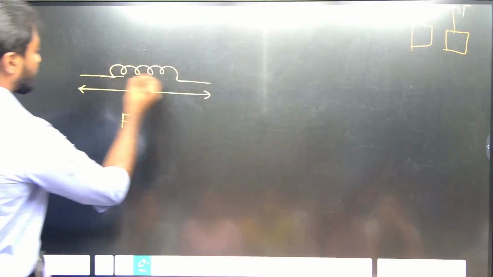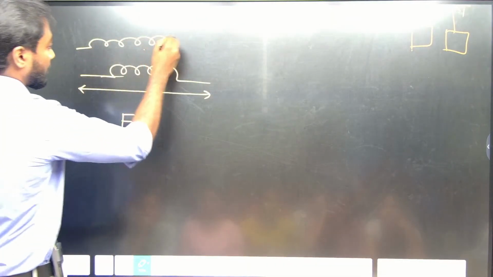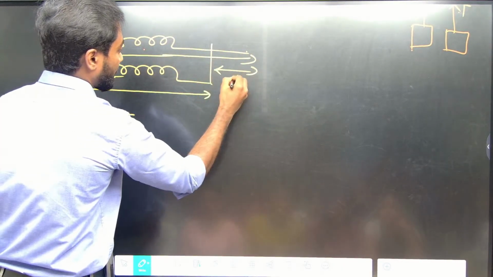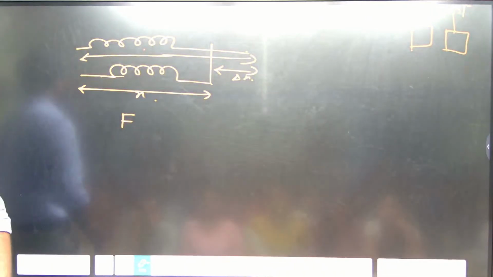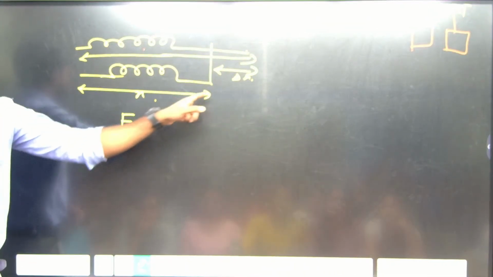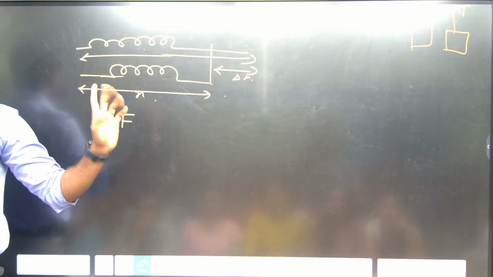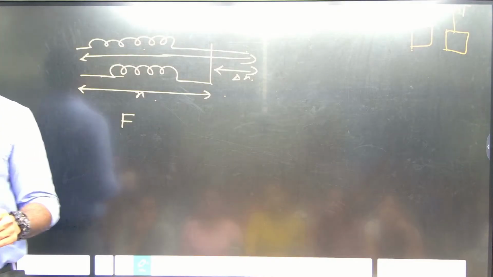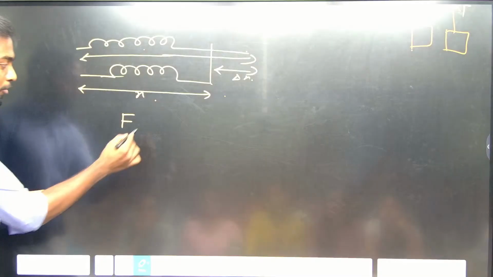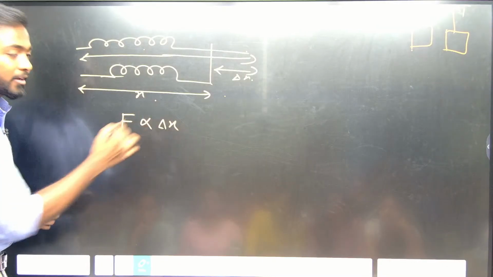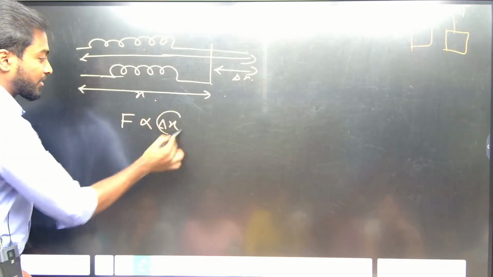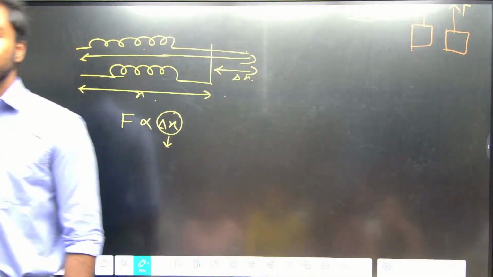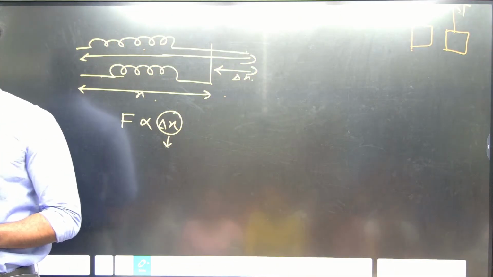For expansion we have taken, this is my original length and this is my expansion. Let me take this as delta x. So can I say force is directly proportional to the expansion or compression? If I apply more force, more expansion or more compression. If I apply less force, less expansion or less compression. So force is directly proportional to delta x. Delta x is nothing but either compression or expansion, or you can say change in length.